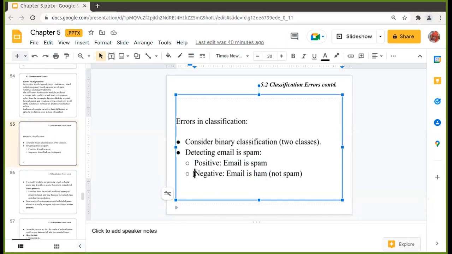So then the word used is negative. That is, I can consider this as class 0 and this is class 1. Instead of that, right now here we are using positive case and negative case, or positive classification and negative classification. So here we wanted to detect whether an email is spam or not. So what is meant by errors in classification?